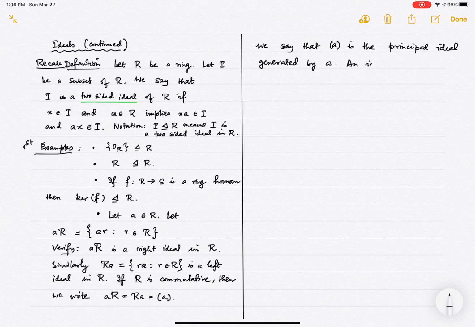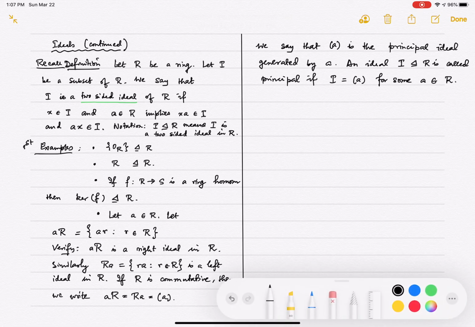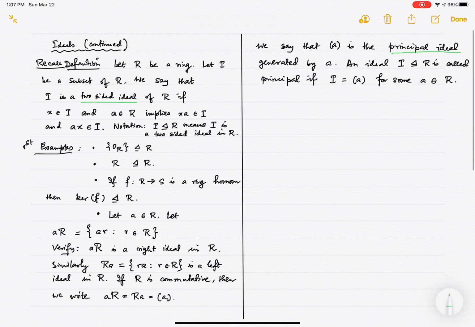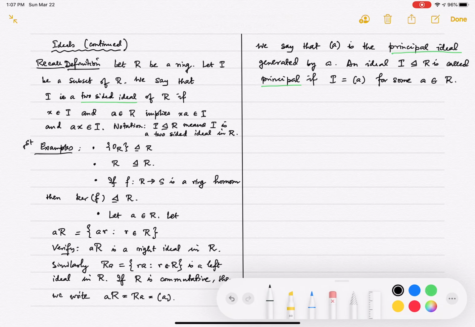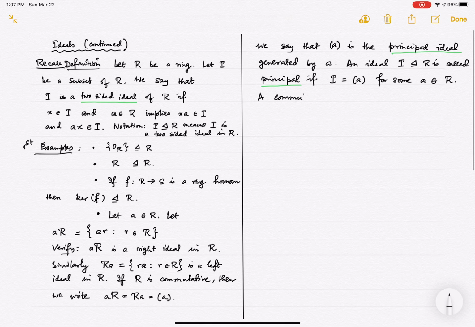An ideal I in R is called principal if I is of the form (a) for some a in R. Okay, so we have this notion of a principal ideal. And while we are at it, maybe I'll introduce one more word: a commutative integral domain is called a principal ideal domain.